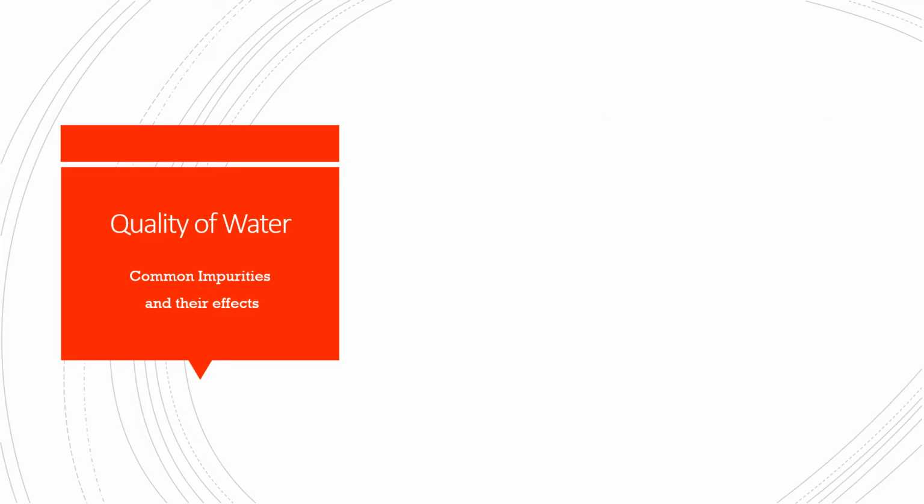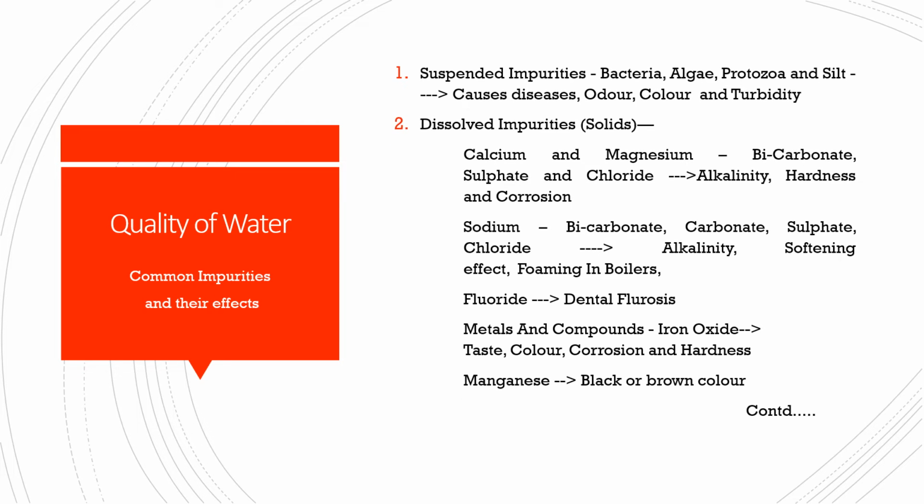Now we can see the quality of water, common impurities present, and their effects. Suspended impurities are due to bulk bacteria, algae growth, protozoa, and silt. Bacteria and protozoa will give diseases. Algae growth, which is due to sunlight, will give odor, color, and turbidity. Silt is nothing but soil and muddiness. That will give turbidity. The suspended impurities will give odor, color, and diseases and are measured as turbidity.